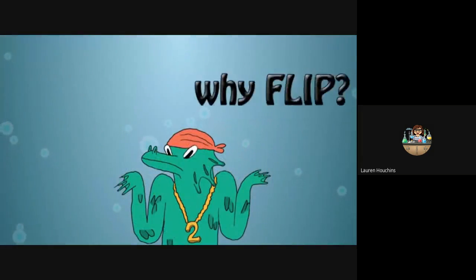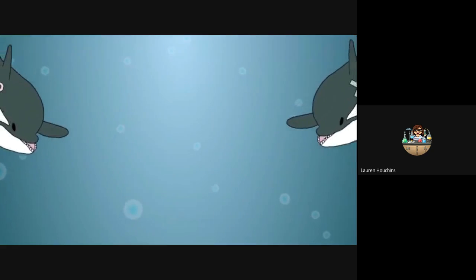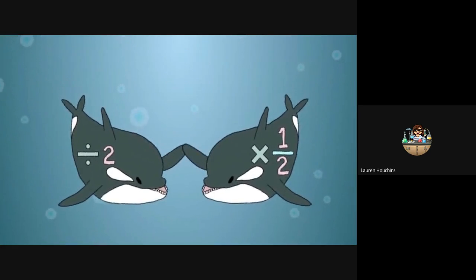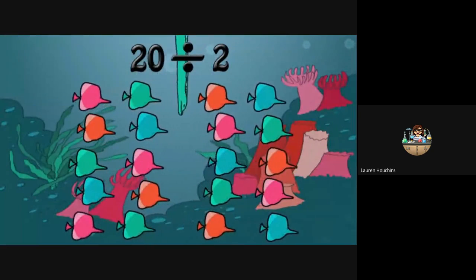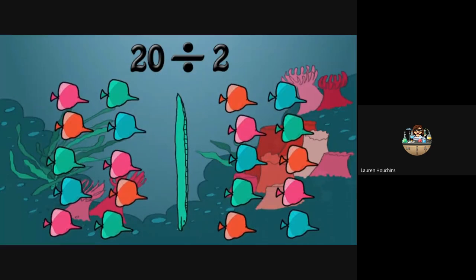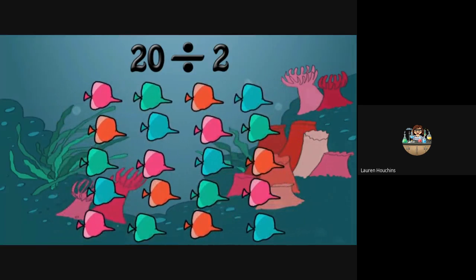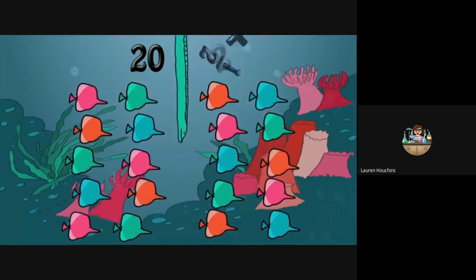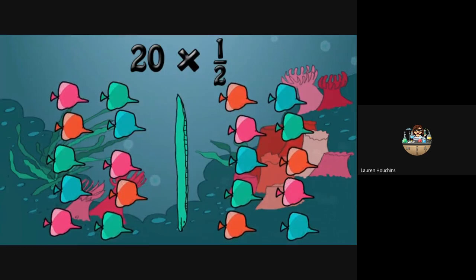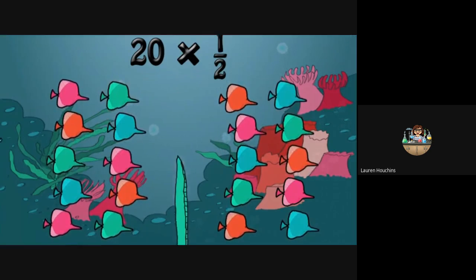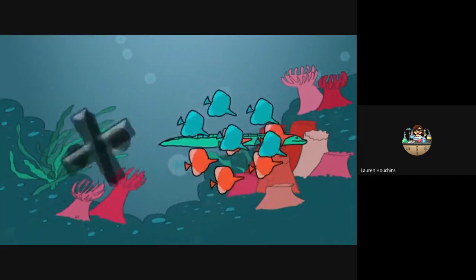Why do we flip it? I'll explain the math. Dividing by 2 is the same as multiplying by half. 20 students in your class divided by 2 would be 10 students. Or all we can do, 20 students in your class times half is 10. You'll see, you'll get the same thing at the end. Dividing is multiplying by the reciprocal.